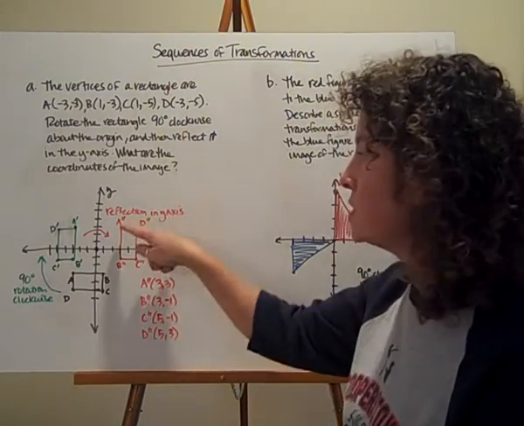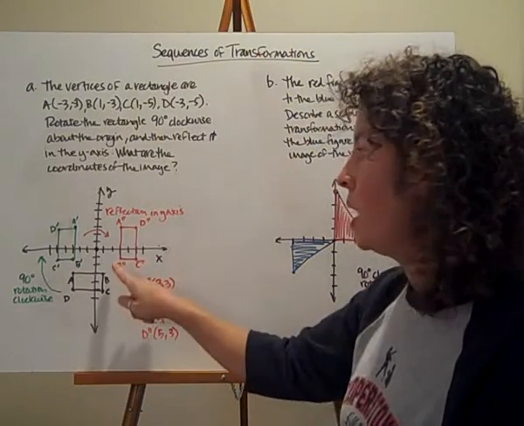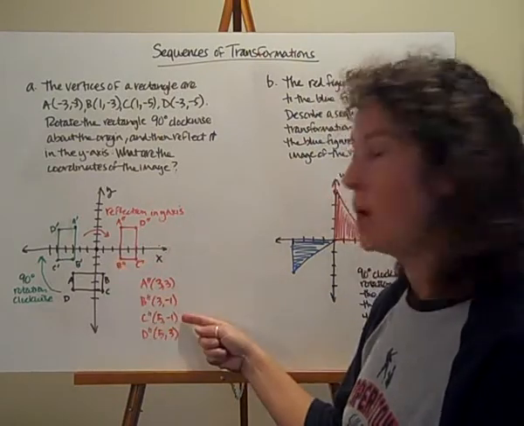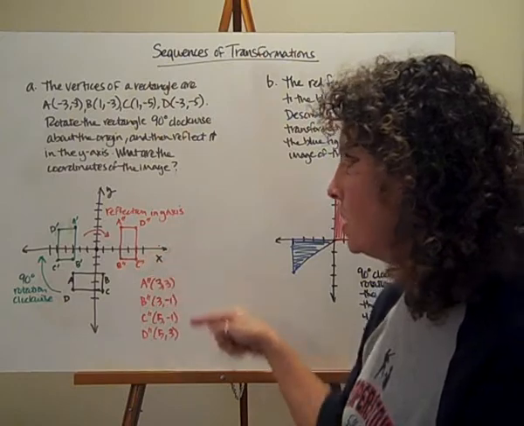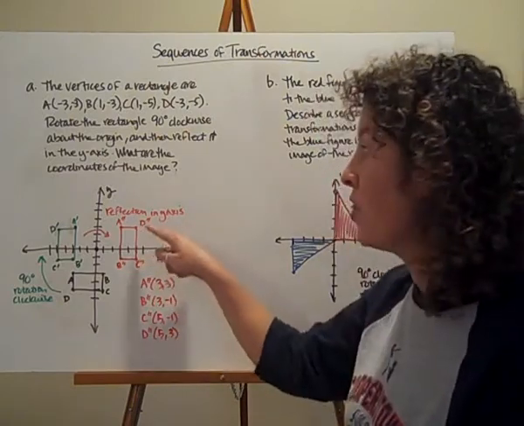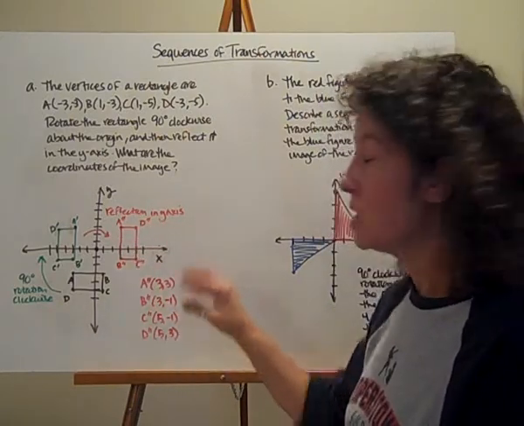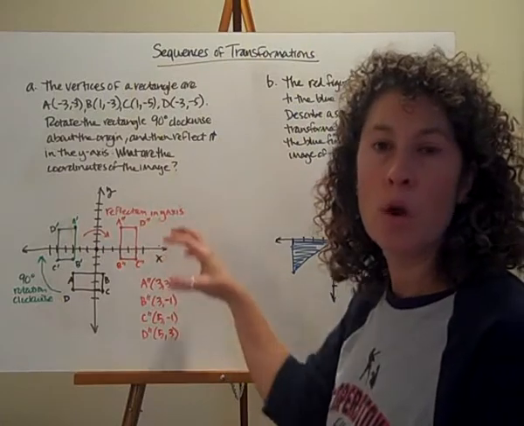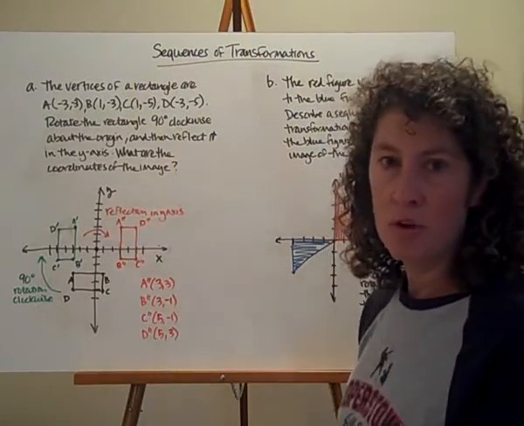A prime prime is 3, 3. B prime prime is 3, negative 1. C prime prime is 5, negative 1. And D prime prime is 5, 3. So listing those coordinates, we're not doing anything new here. We're just putting one on top of each other. There's a chain of transformations.